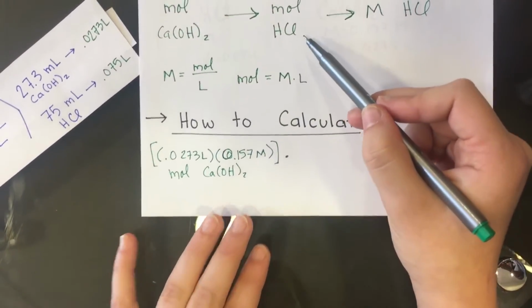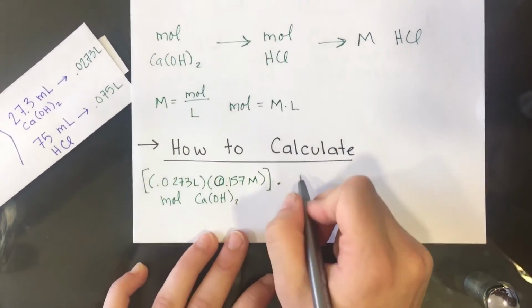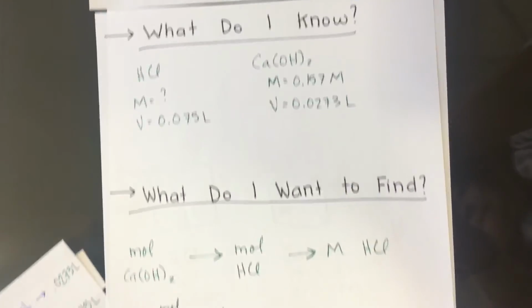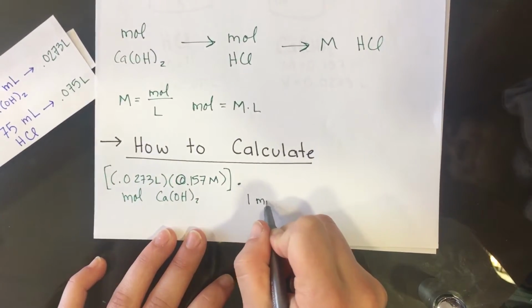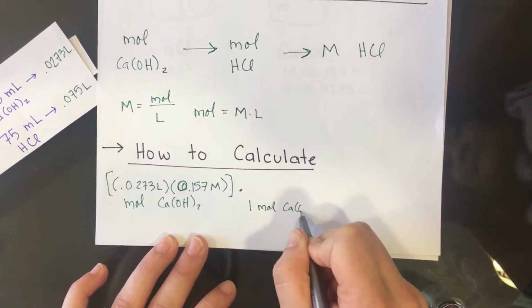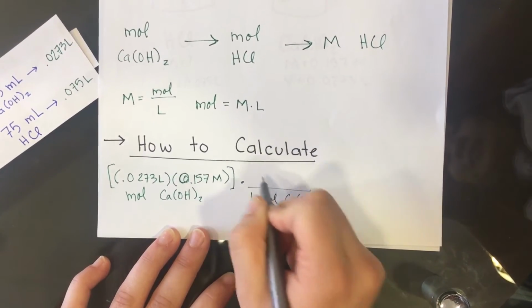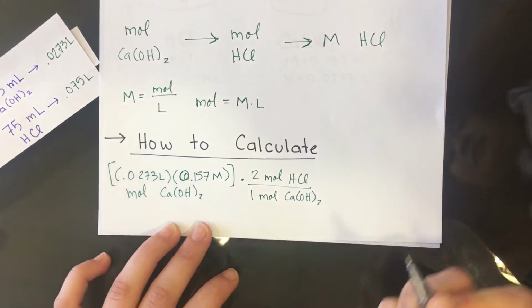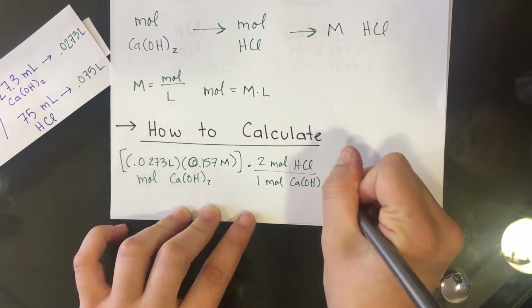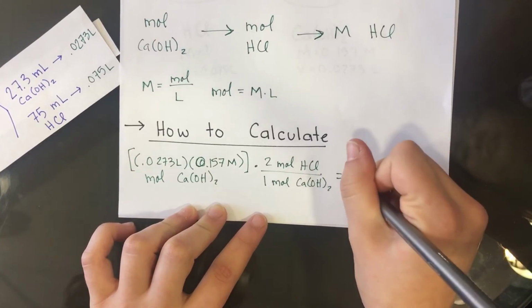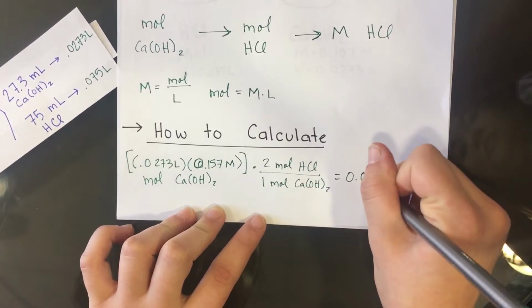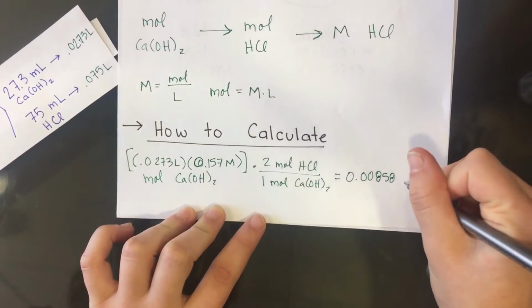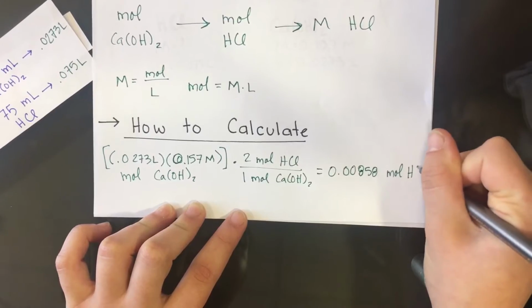And to find the moles of hydrochloric acid, we're going to do a mole ratio. According to up here, we have 1 mole of calcium hydroxide for every 2 moles of hydrochloric acid. This is due to the balanced stoichiometry. Now, whenever we plug this into our calculator, we are given 0.00858 moles of hydrochloric acid.